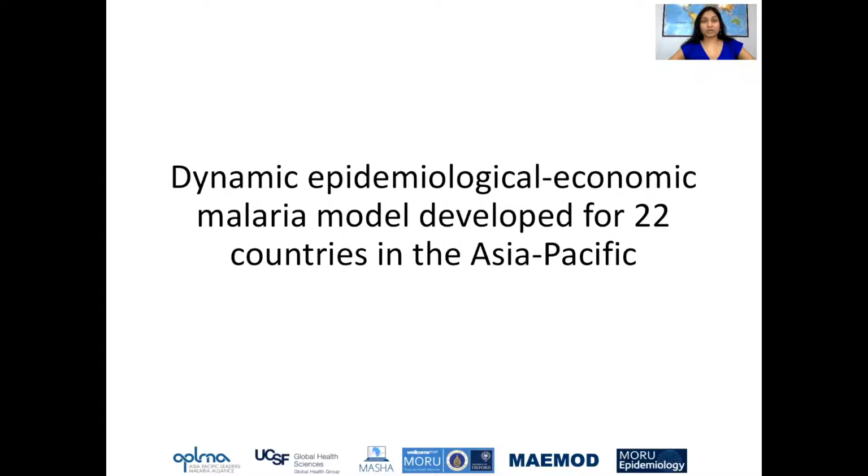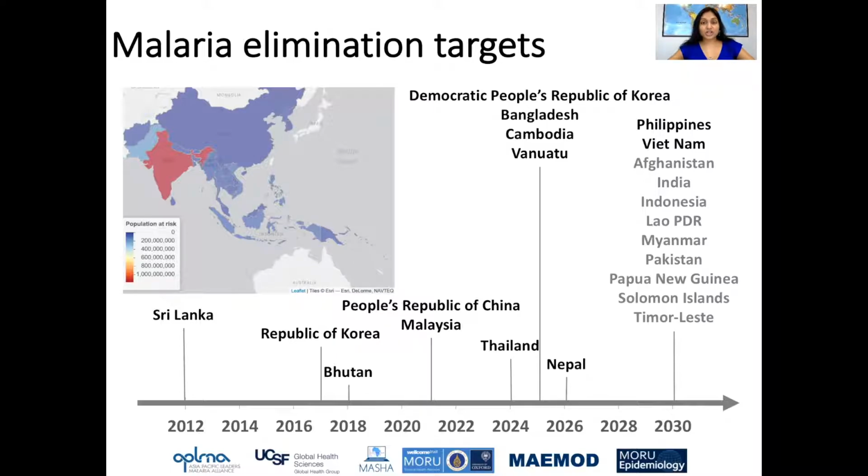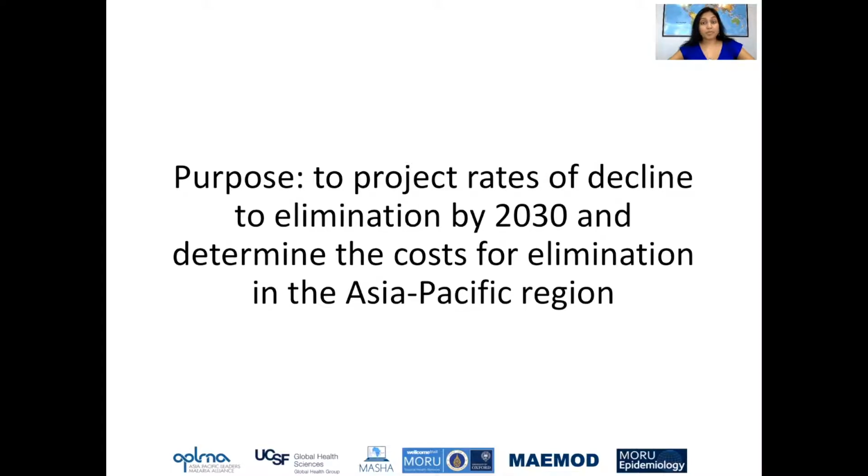The METCAP model is a dynamic epidemiological economic model that has been developed for the 22 countries in the Asia-Pacific region. With significant reductions in cases and deaths in the last decade, several countries are now working towards national elimination, and a regional goal for a malaria-free Asia-Pacific has been endorsed at the highest levels. The purpose of the METCAP model is thus to project the decline in incidence to elimination by 2030 and to determine the costs for elimination in the Asia-Pacific region.